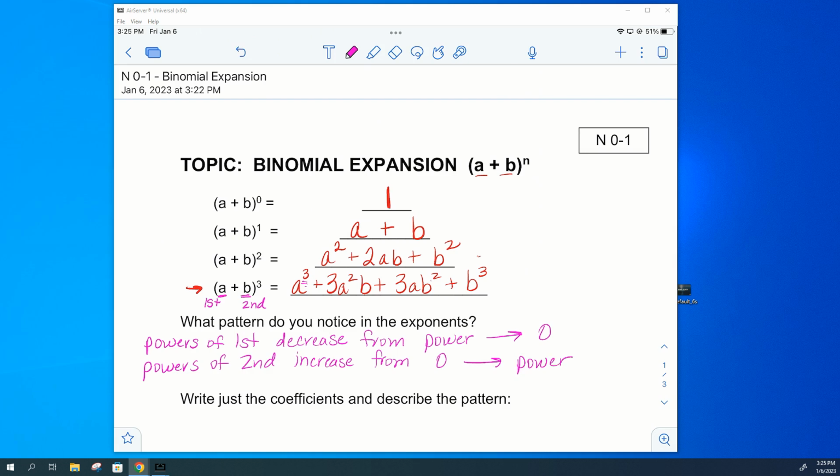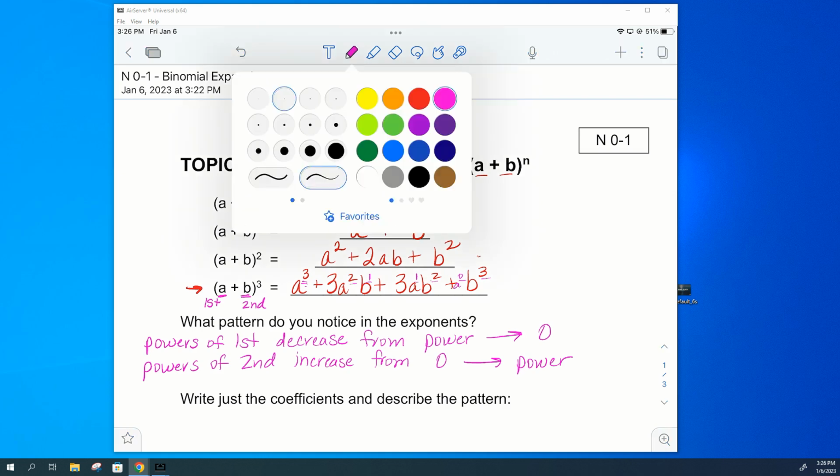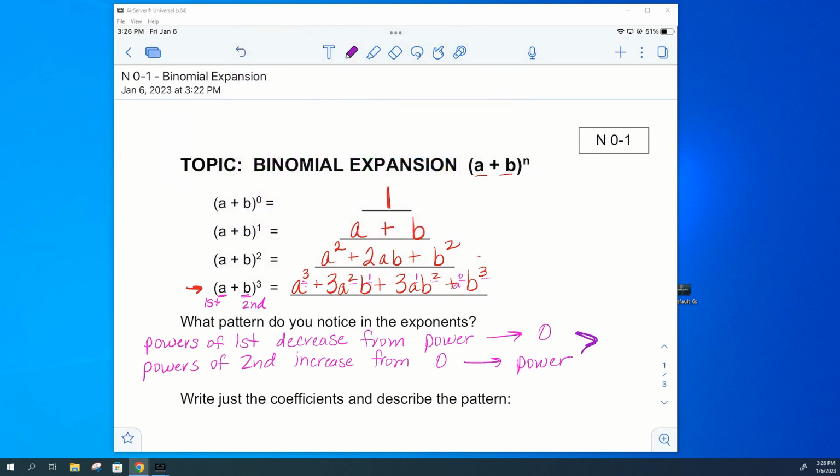And something else I'd like you to note, especially, I know you don't have to write the ones, but if you look in each term, do you see how all of them add up to 3, even if I wrote the A to the 0? Do you see how all those add up to the power? So that's kind of a nice thing to know as well. These guys add up to the power, or to n.